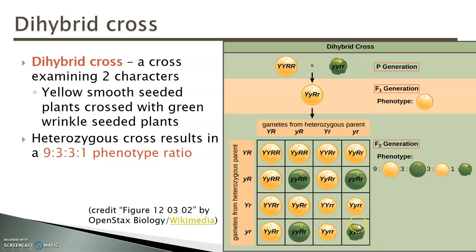And then you get 1 out of the 16 possibilities that will be recessive for both. That is our homozygous recessive individual. So that's where our 9 to 3 to 3 to 1 ratio comes from. This is the phenotype of a heterozygote cross.